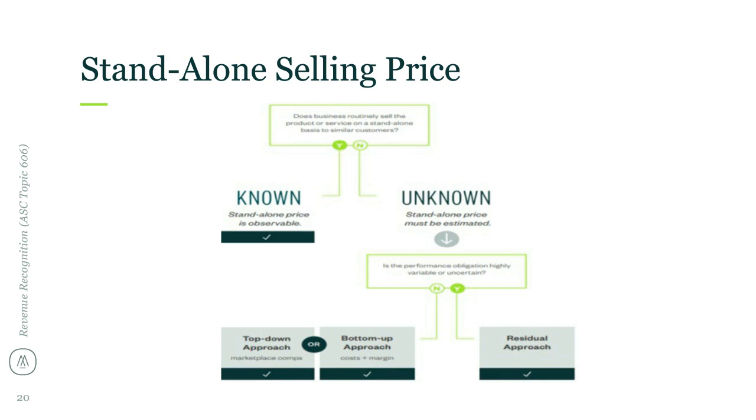You also want to consider, is there a history of providing price concessions? And if so, you should factor that into your standalone selling price assessment. The next approach for pricing that is not highly variable would be the bottom-up approach, which is also known as the cost plus a margin approach.